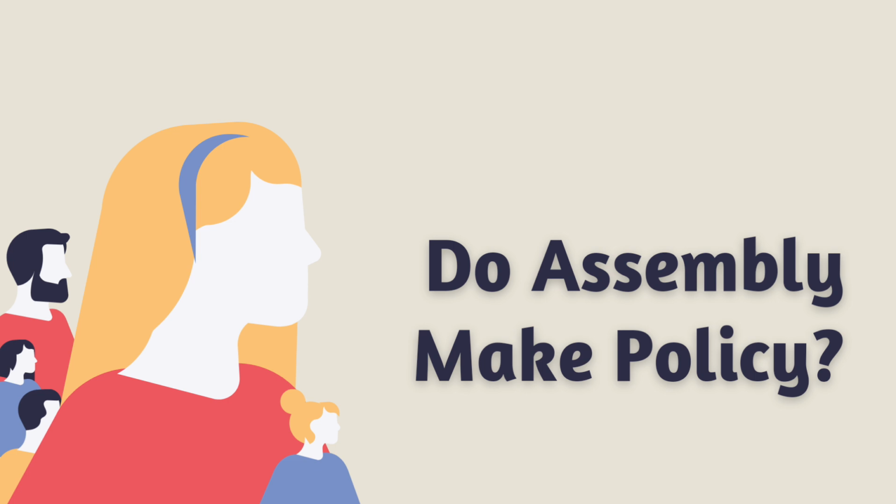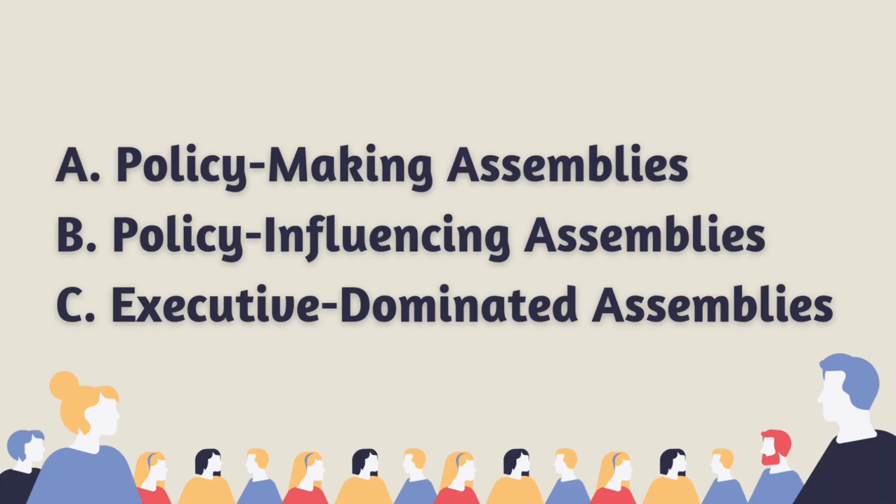Assemblies can be classified into three types based on their level of power. Letter A is the policy-making assemblies. These assemblies direct and shape policies with significant independence and authority. They meet three important conditions. Number one, constitutional authority: they are respected and given power by the law. Number two, independence: they act freely from the executive branch. Number three, organizational strength: they work effectively as a team.